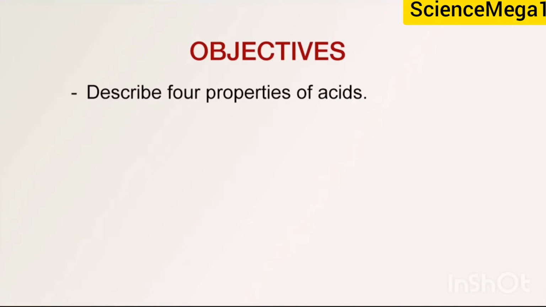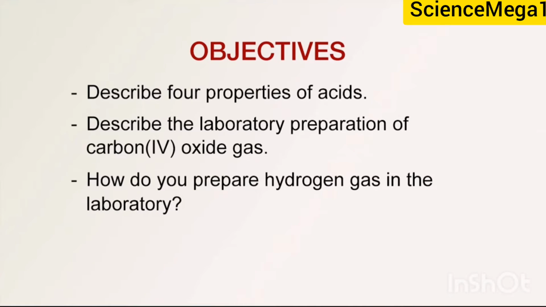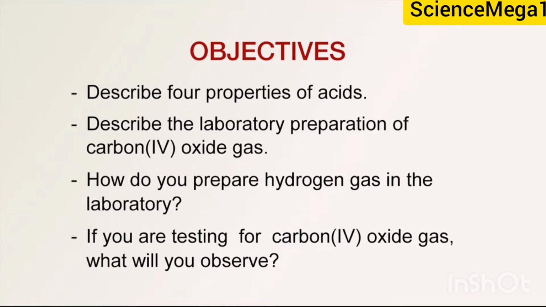1. Describe 4 properties of acids. 2. Describe the laboratory preparation of carbon 4 oxide gas. 3. How do you prepare hydrogen gas in the laboratory? And finally, if you are testing for carbon 4 oxide gas, what will you observe?